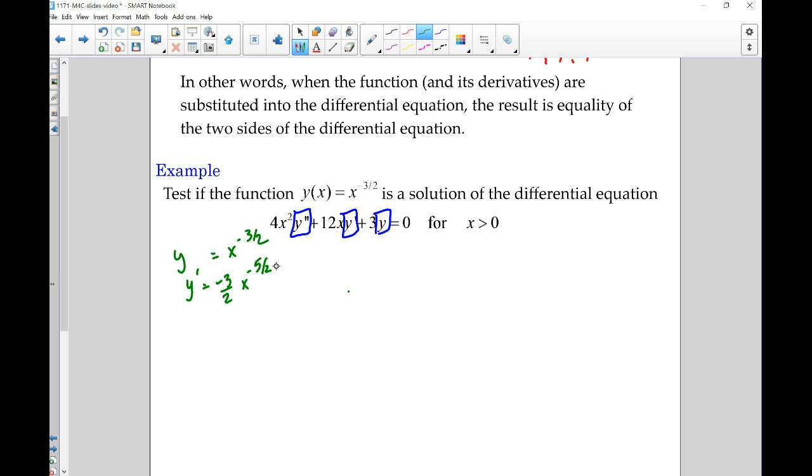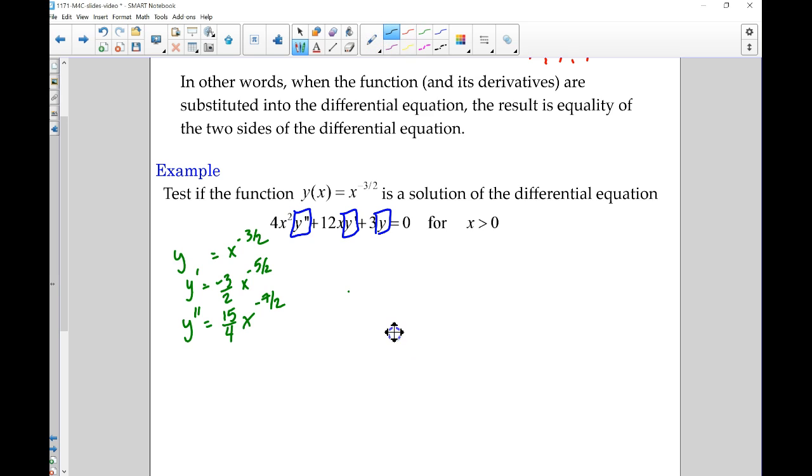Okay, then again, that would allow me to substitute in here. I need to compute the second derivative, so y double prime is equal to 15 over 4, after I do all the simplification. So I would bring the power down, multiply the fractions, x to the minus 7 halves. Okay, and at this point I'm ready to do the substitution.